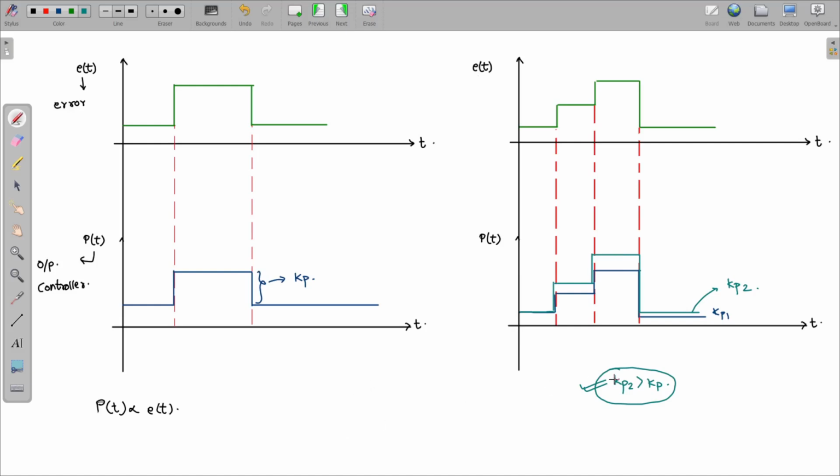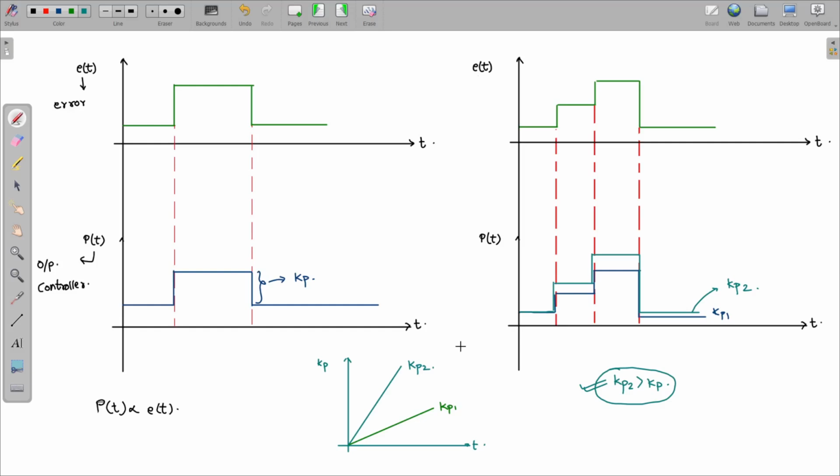Now, if I want to draw this Kp value, so you can see, if this is my Kp2, then my Kp1 will look like this. So this is my Kp2. So controller action will be more.